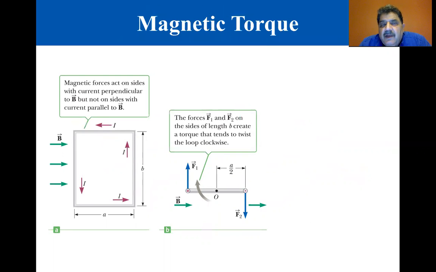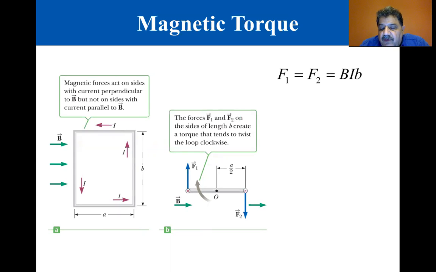Consider the figure on the left, which shows a rectangular loop carrying current I in the presence of an external uniform magnetic field in the plane of the loop. The forces on the sides of length a are zero because these wires are parallel to the field. The magnitudes of the magnetic force on the sides of length b, given in the equation here, are F equals F1 equals F2 equals BIb, for b being the segment. F1, the force on the left side of the loop, is out of the screen, and F2, the force on the right side of the loop, is into the screen.